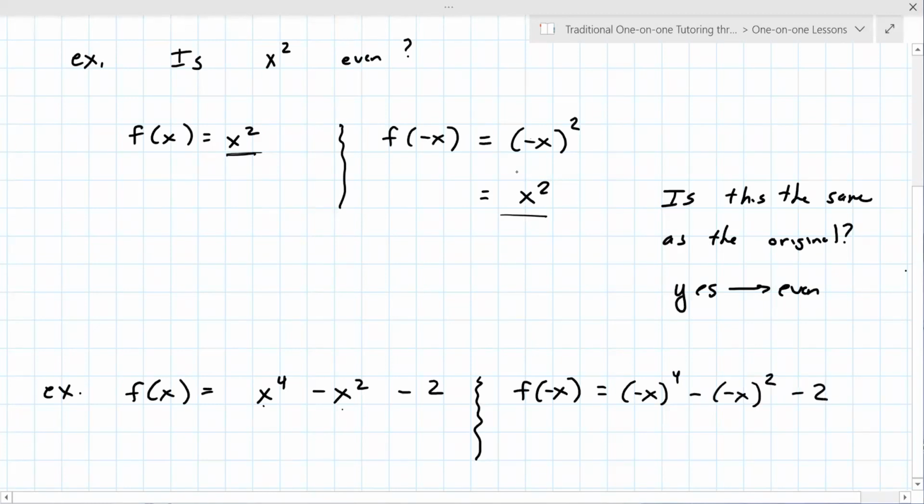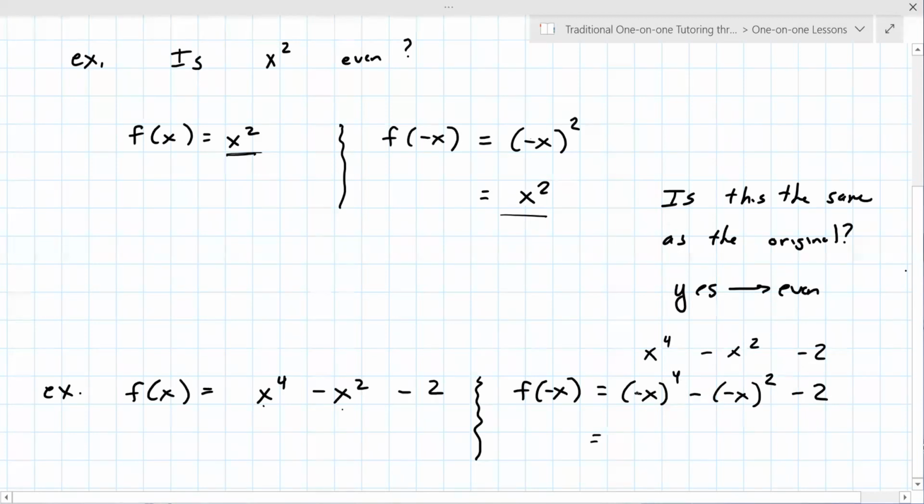And again, I'm going to keep saying this because it's really important. Whenever you substitute in for a negative, put it in parentheses. Hopefully you see that above this is x to the fourth minus x squared minus 2. Now, order of operations. Order of operations tells you to do the exponent before you do the other stuff. So you don't deal with this negative until you deal with the exponent.